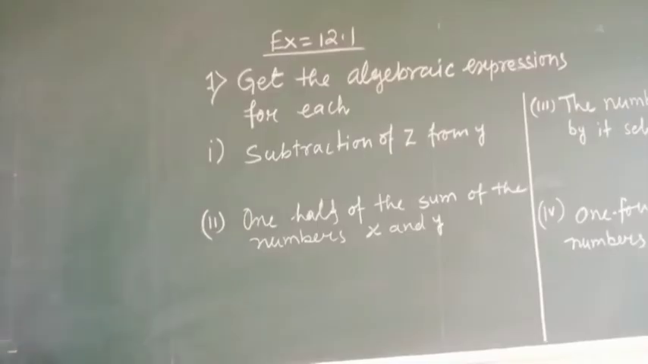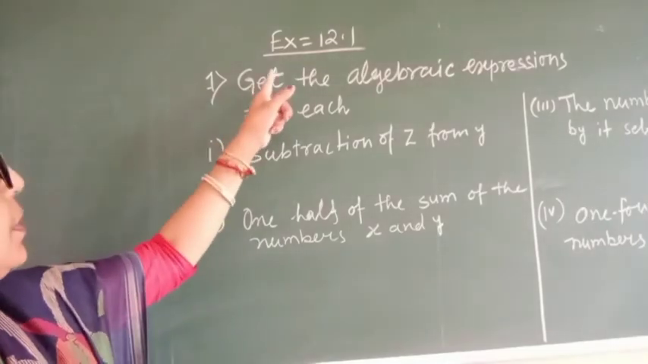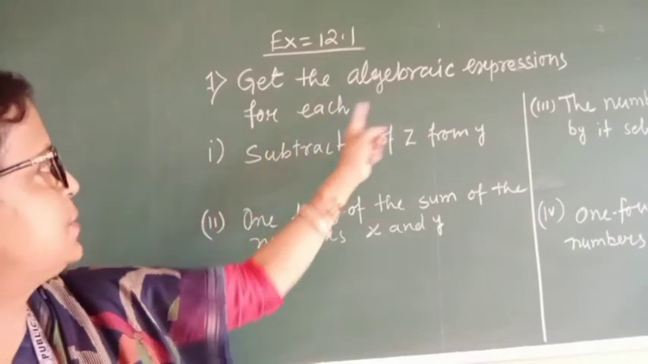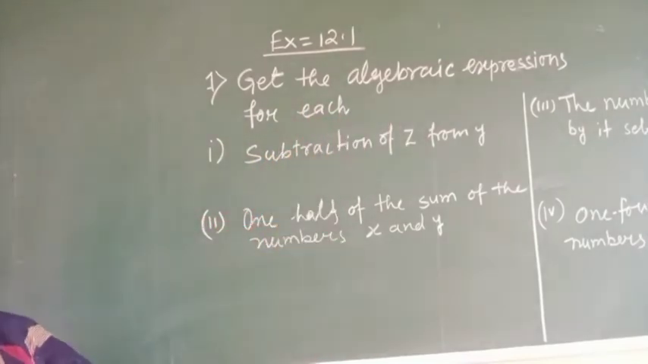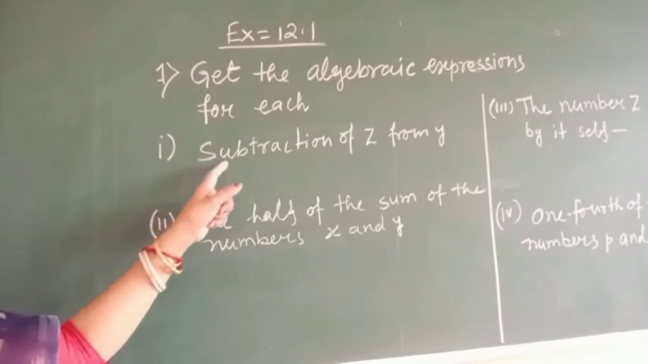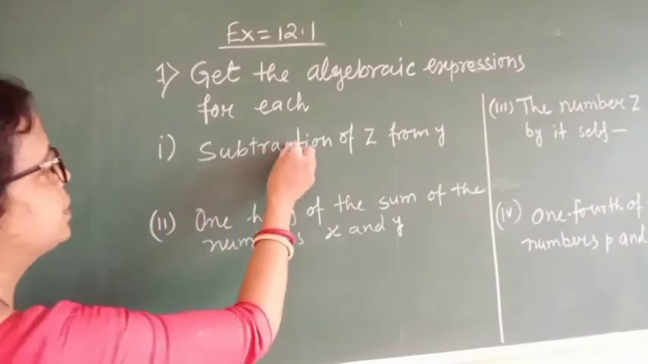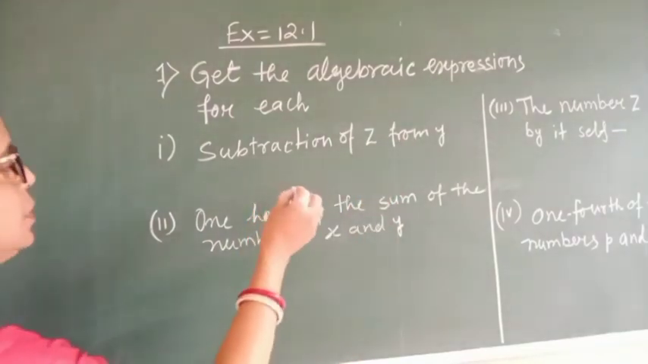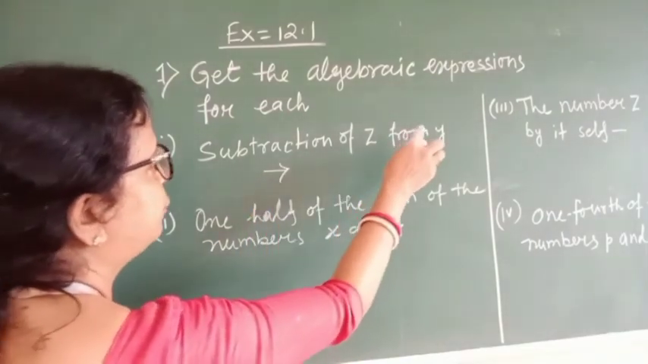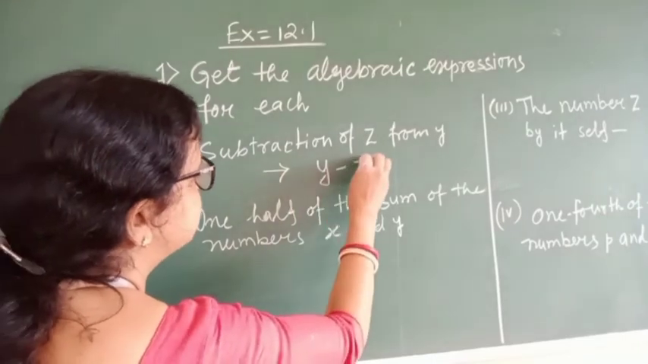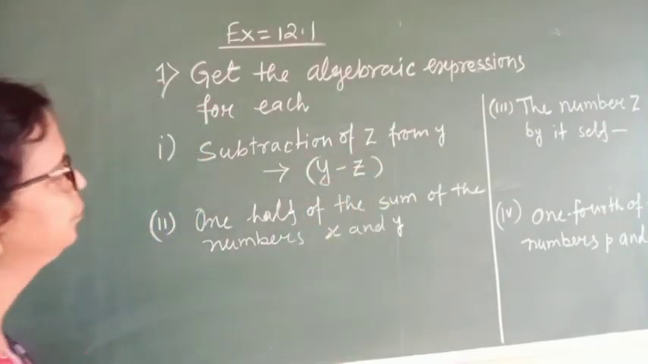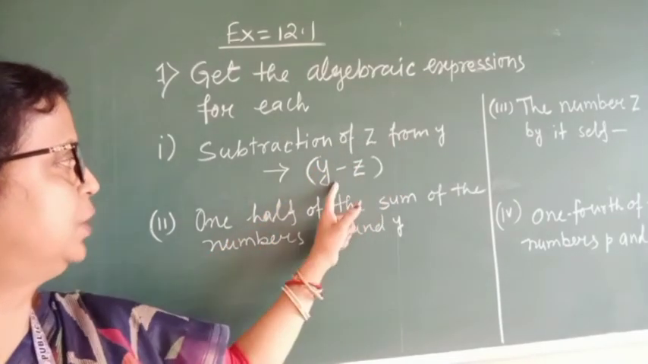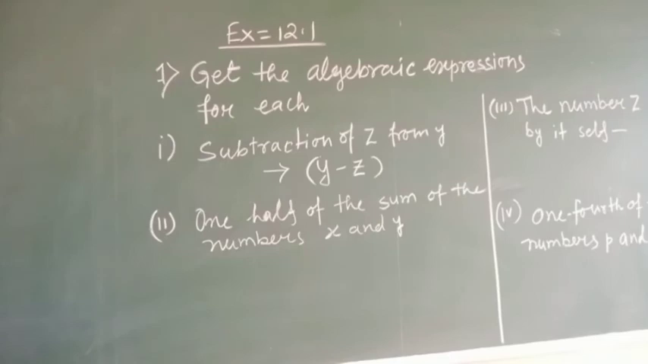Now we will start the sums from exercise 12.1. Question number 1. Get the algebraic expression for each of the following statements. Subtraction of z from y. The expression will be subtraction of z from y. So y minus z is the expression. Subtraction of z, you are subtracting z from which number? Y. So the algebraic expression becomes y minus z.